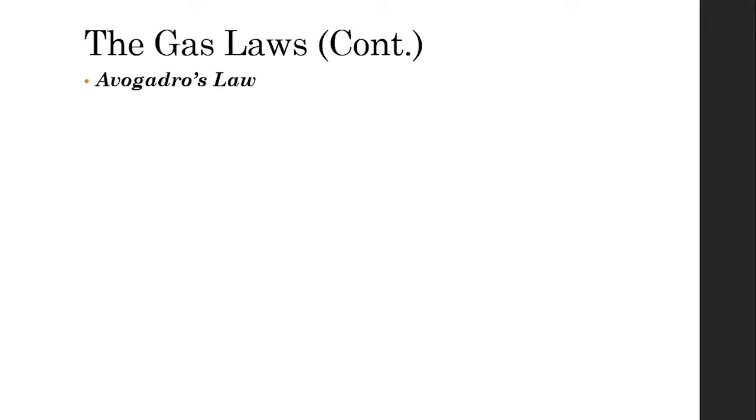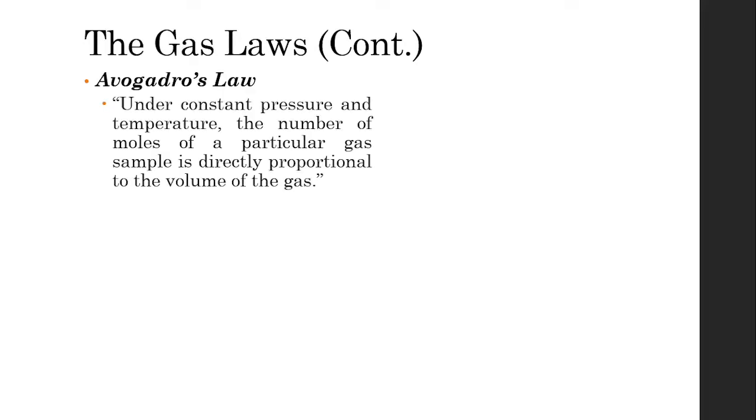Lastly, let's talk about Avogadro's law. Avogadro's law states that under constant pressure and constant temperature, the number of moles of a particular gas sample is directly proportional to the volume of the gas. So again, this is direct proportional. It's the same with Charles' law, where volume and temperature are directly proportional, and it is also the same for volume and the number of moles of gases. So using the same equation, we get the product of the original volume and the final number of moles equal to the final volume multiplied by the initial number of moles of gas.